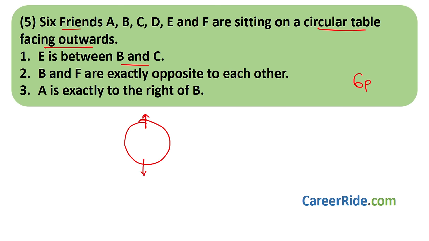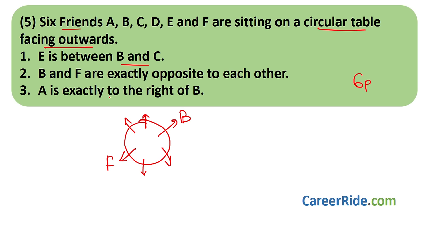So, outside, okay? Don't mind my drawing, it's very bad, but still, this is outside, all six are facing outside. What have they given? E is between B and C. Now, over here, we do not know where is B, where is C, where is E, so let it be like that. Second line is, B and F are exactly opposite to each other. Again, B and F can be anywhere, so let us assume that B is over here and F is over here, okay? B and F are opposite to each other, correct?